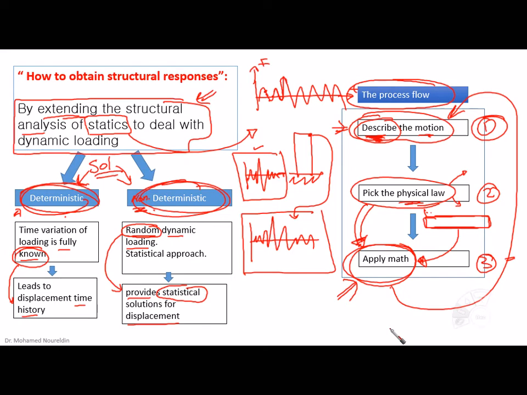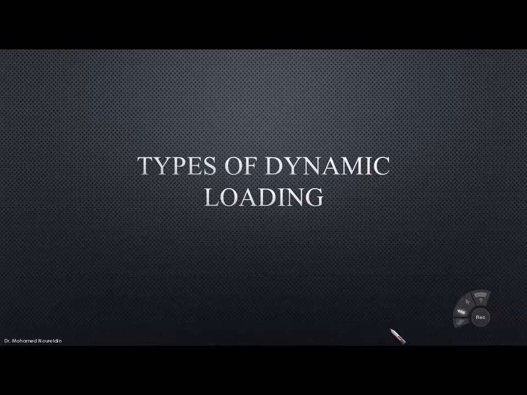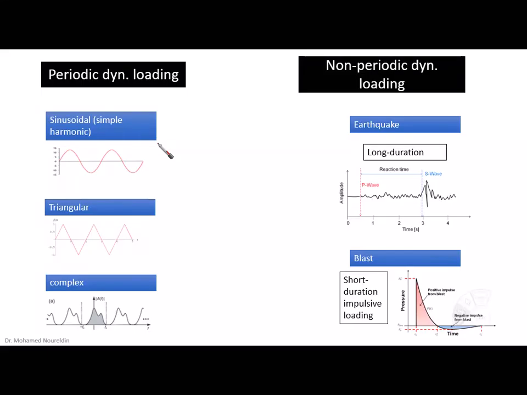Okay, now let's go to the next part of our lecture, which is related to the types of dynamic loading. So we're going to talk here about the types of dynamic loading. Let's go to the next slide. We have here two main types of dynamic loading. We have type 1 and type 2.